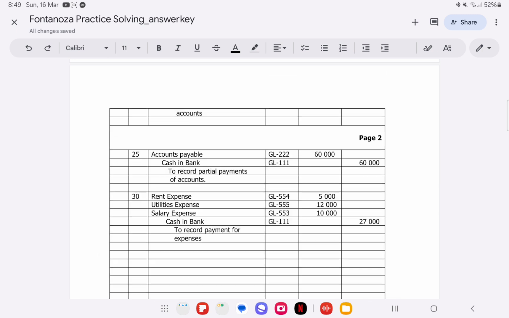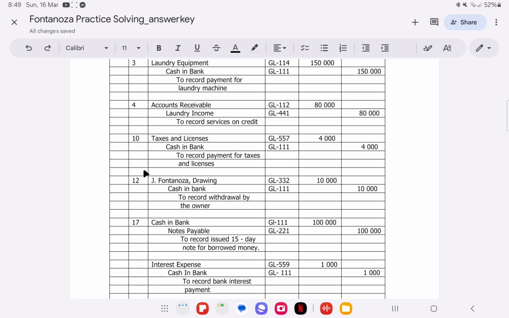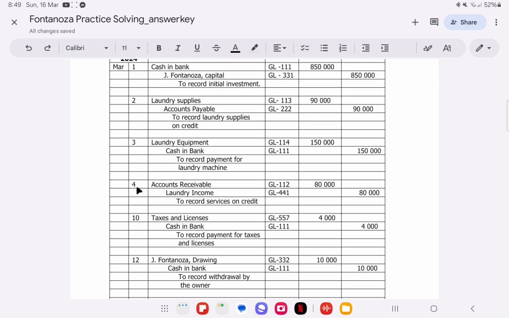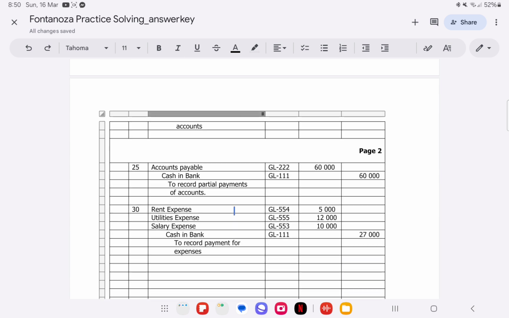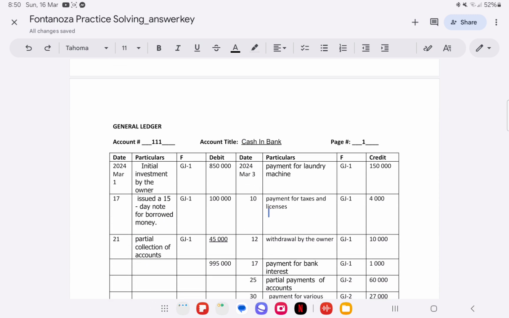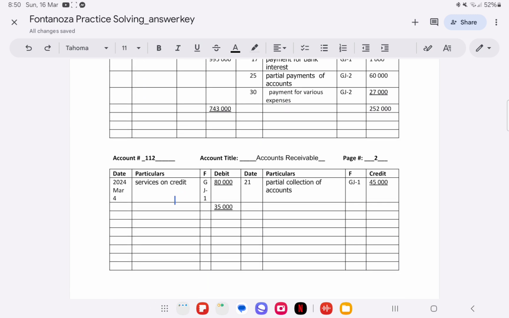Okay, so next problem, we have a March 4 transaction, debit to accounts receivable 80,000, credit laundry income 80,000 to record services on credit. So that's our explanation. So go to the accounts receivable. Okay, so 2024 March 4 services on credit, GJ1, 80,000. Since it belongs to page 1 of the general journal, so GJ1.